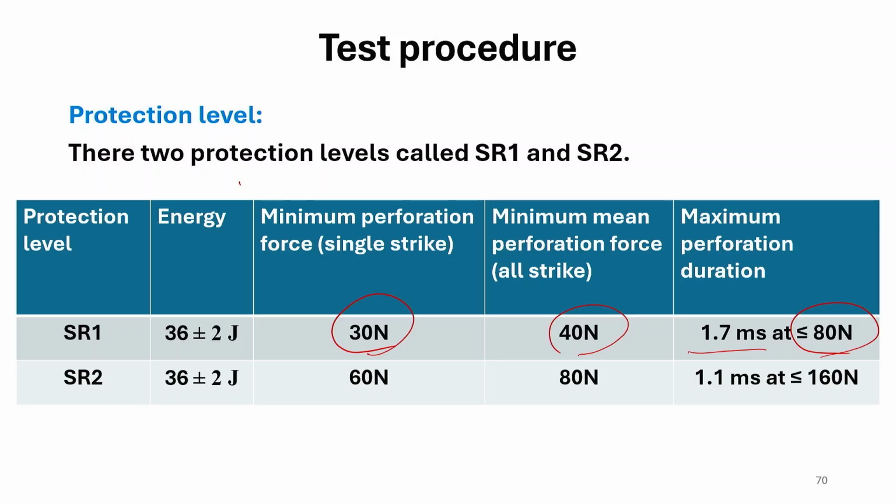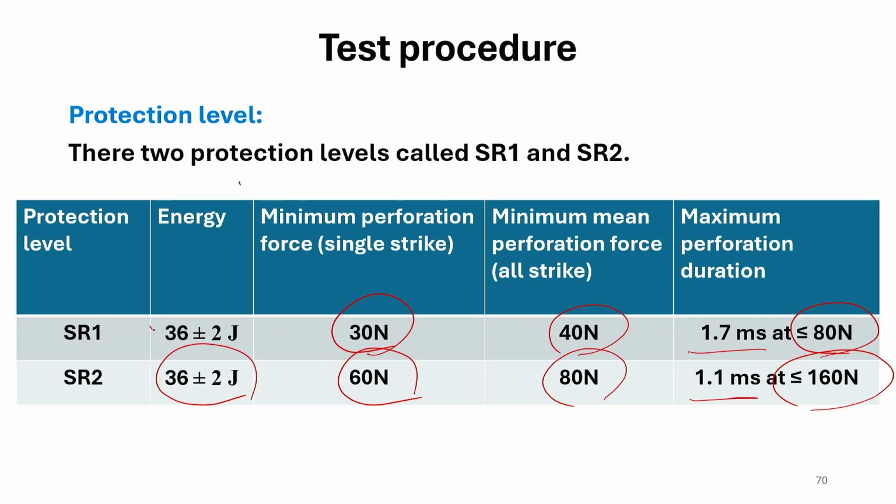And for SR2, the energy requirement is the same, 36 joule, but the minimum perforation force is 60 Newton and the minimum mean perforation force is 80 Newton, and here the maximum perforation duration is 1.1 millisecond with less than 160 Newton load.